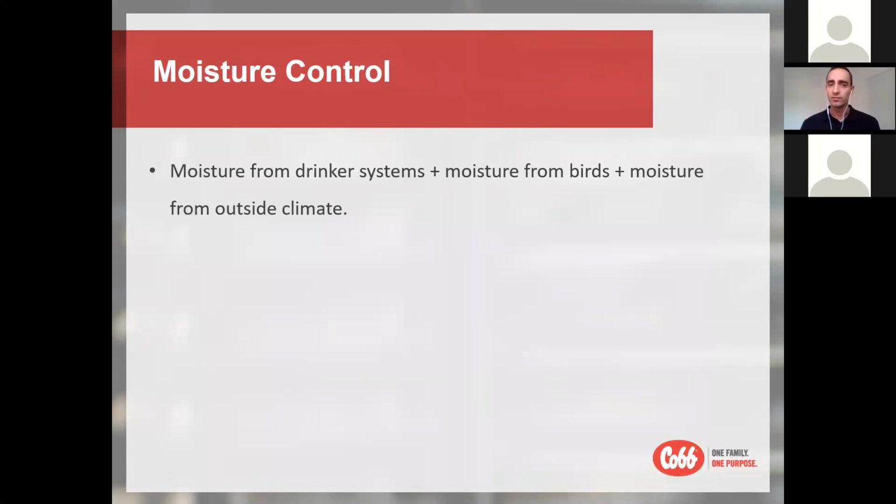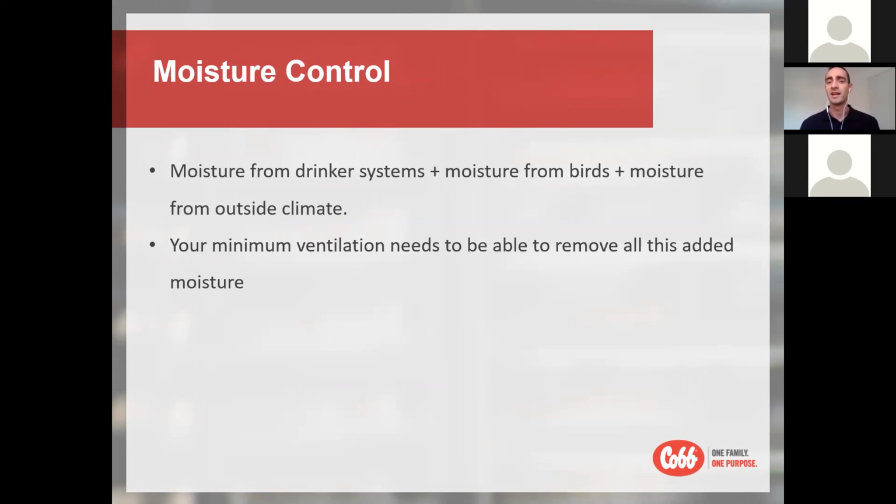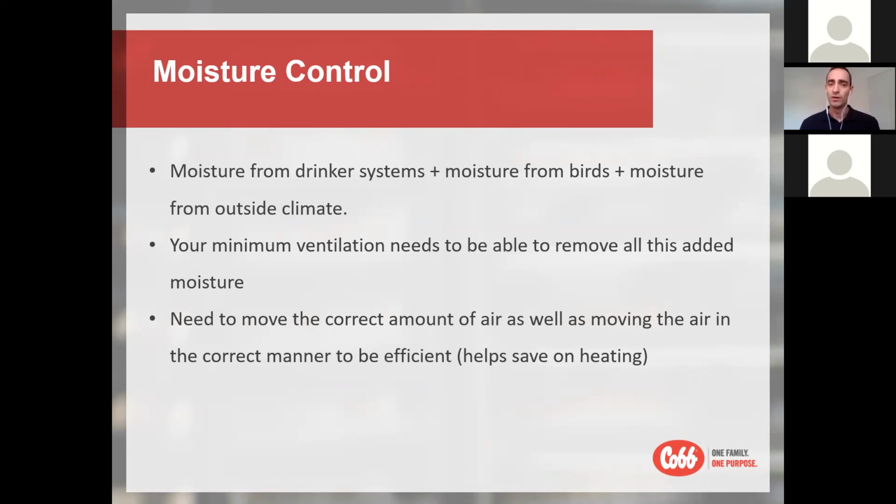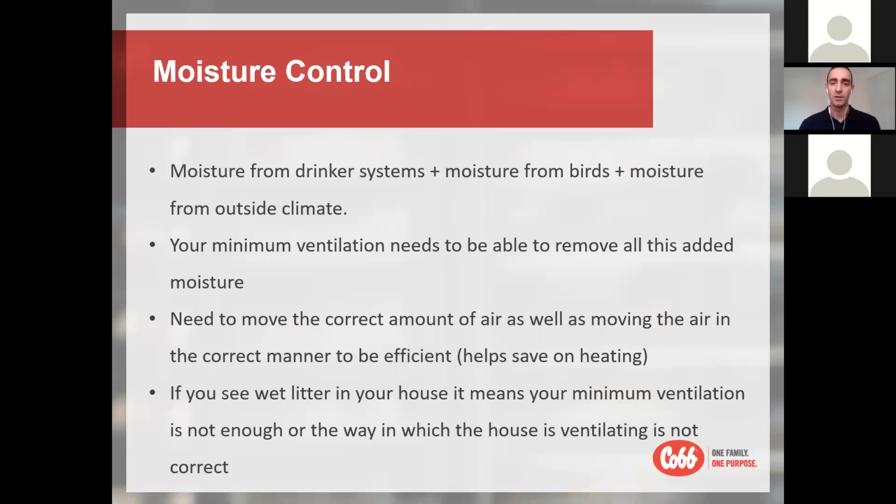Okay, so you're going to get moisture from your drinker systems. There's going to be moisture from the birds, potentially moisture coming in from your outside environment, and your minimum ventilation needs to be able to remove all of this added moisture. So we need to remove the correct amount of air, and we need to move that air in the correct manner. So we're going to look into those two now. If you see wet litter in your houses, it means your minimum ventilation was not enough, so you weren't pulling enough air, or you weren't moving that air or conditioning that air in the correct way. So we'll go through those two now.